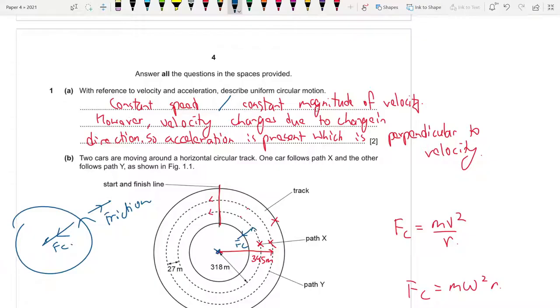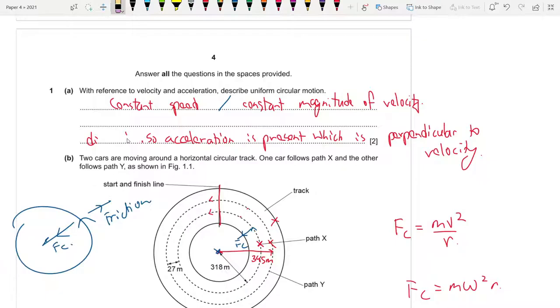There's constant speed or constant magnitude of velocity, but remember the value of velocity changes because it's a vector quantity and velocity changes due to change in direction of motion. Okay, that isn't a marking point, but I just wrote that to explain things. You don't need to write this. So that's the first marking point.